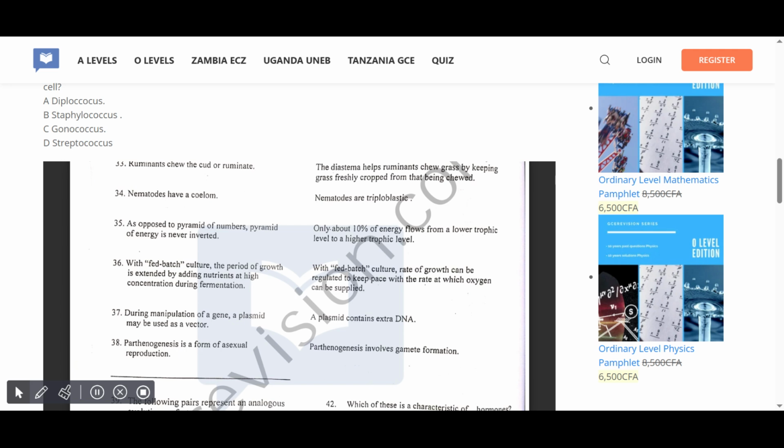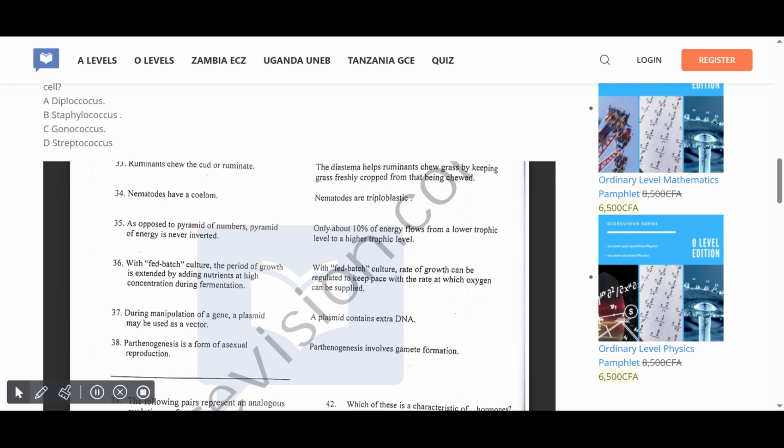Question 37. During manipulation of a gene, a plasmid may be used as a vector. A plasmid contains extra DNA. Question 37, the answer is D.